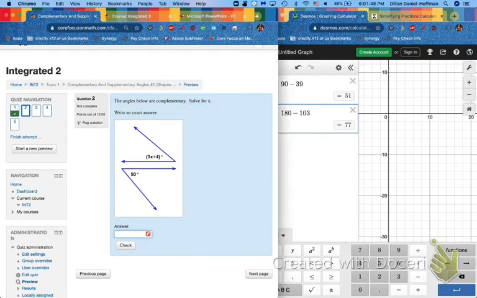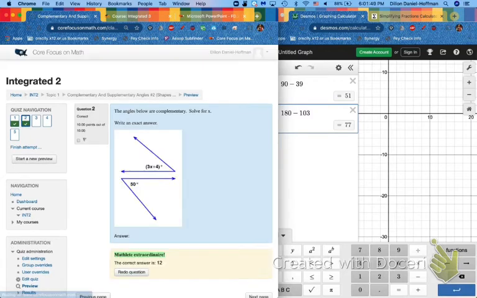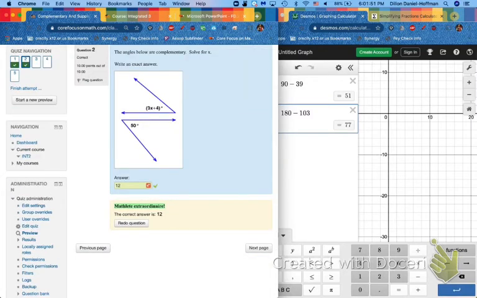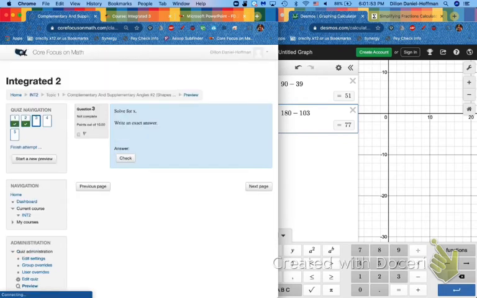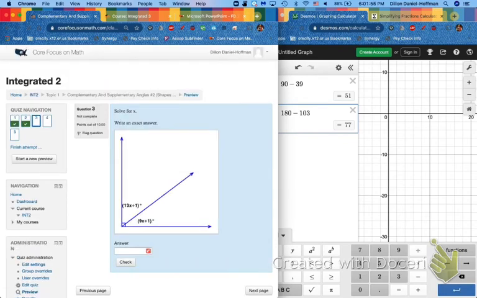All right, 12. Ooh, mathlete extraordinaire. Thank you for the compliment. That's the right thing to do. All right, once again, get it, right angle. We are adding to 90.